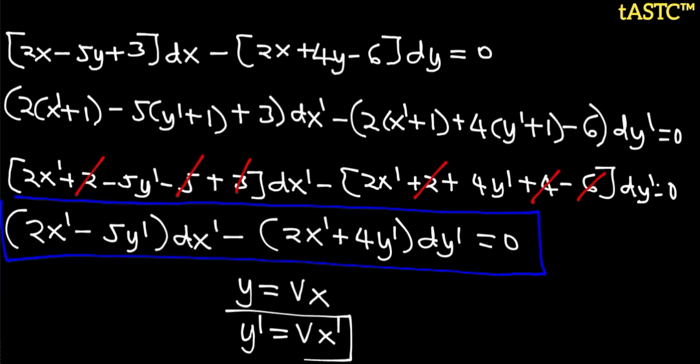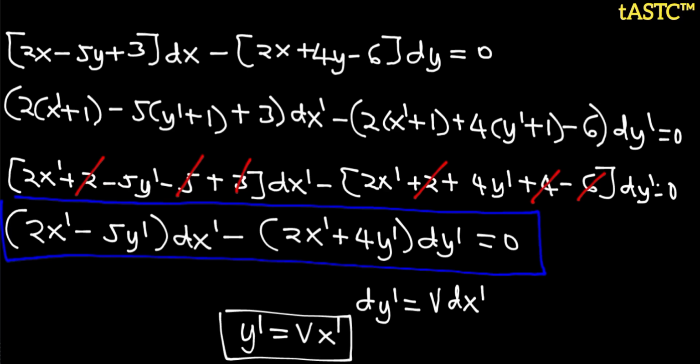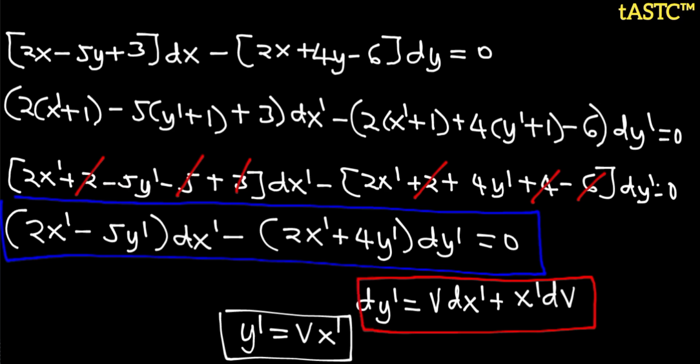So this is basically what you need. But we know that there should also be a dy prime, as you can see over here. So what is going to be a dy prime? Now dy prime here should be, from the product rule, v dx prime plus x prime dv. Very important. You're going to use it. So I'm just going to place it here, and let us wipe out this.